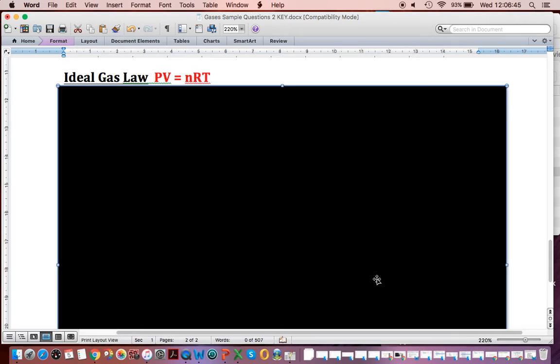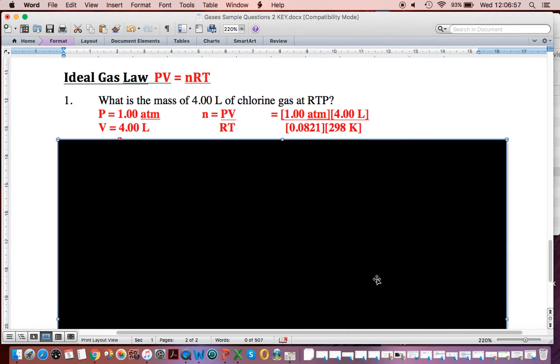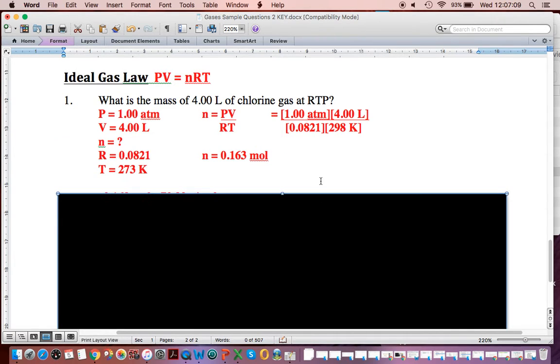Now we're finishing off with the ideal gas law. And that's our PV equals nRT. And we use this when we don't have changing conditions and when we see words like moles or mass, head straight to ideal gas law. So here we're given a question that says, what's the mass of 4 liters? So here we have volume and we have RTP. Now we could short circuit it and reuse what we remember about molar volume, but we're going to do it the long way.